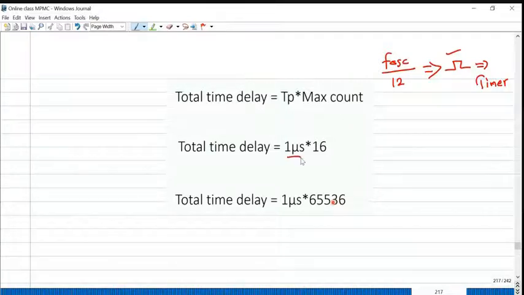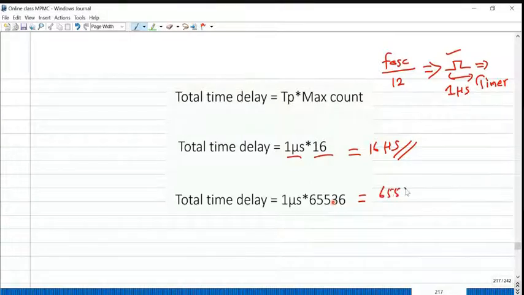So if you want to generate a particular time delay, let us assume 1 microsecond is the time period of one clock pulse. Based on the count, we can generate the time delay. If we use a 4-bit timer, it counts up to 16 clock pulses. So 16 into 1 microsecond, a 16 microsecond time delay we can generate. Or if you load 16 bits, the total count is 65536, so a 65536 microsecond time delay we can generate.